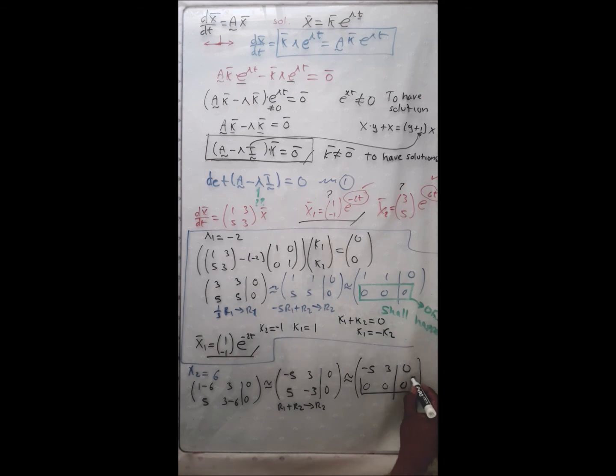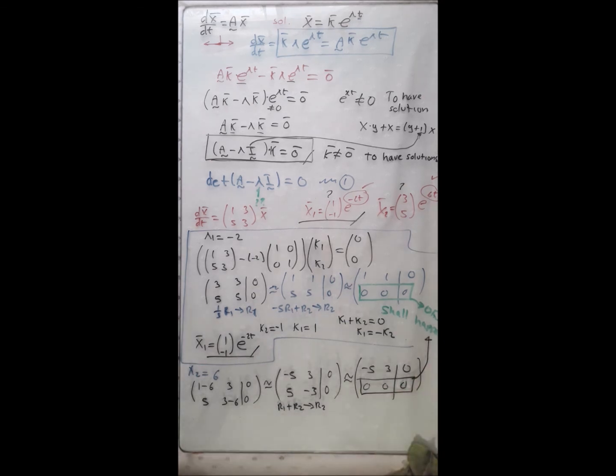So this should happen again. If that doesn't happen, then you did something wrong. Okay. So what you have is only this equation. Minus 5k1 plus 3k2 equal to 0. I'm going to clear a variable: 3k2 equal to 5k1. So k2 is equal to 5 over 3 k1.